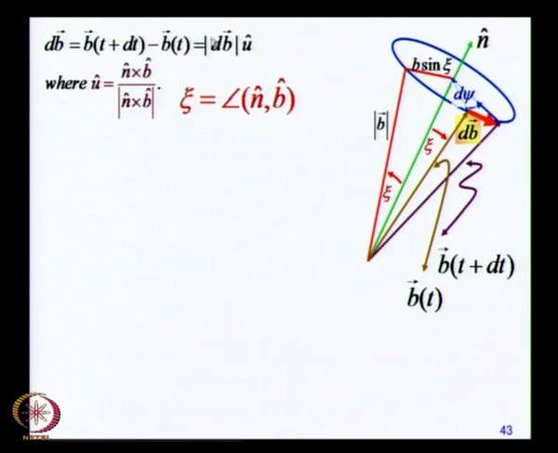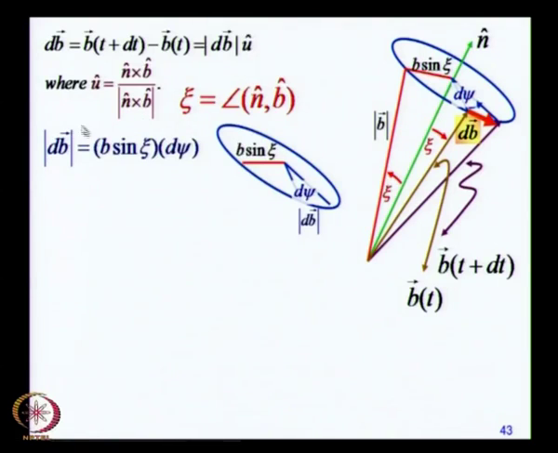which is the magnitude of dB times a unit vector, and you can easily see from this diagram that the direction of this red vector will be orthogonal to both n and b, because it is a change in b. The change in any unit vector is always orthogonal to it. So, it must be orthogonal to b and also to n. So, it is actually along n cross b. So, the unit vector will be given as n cross b divided by the magnitude of n cross b, because that is what will give you the unit vector in that direction.